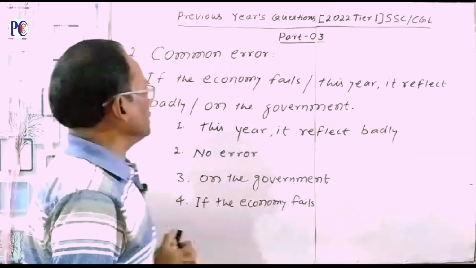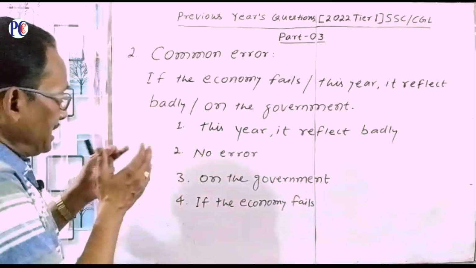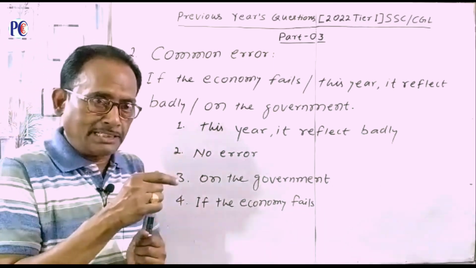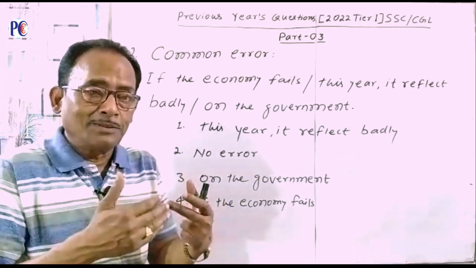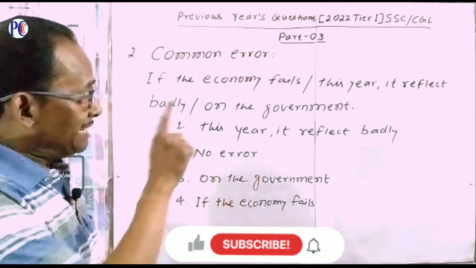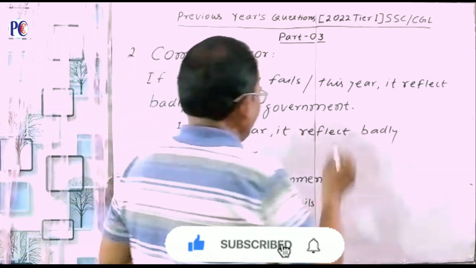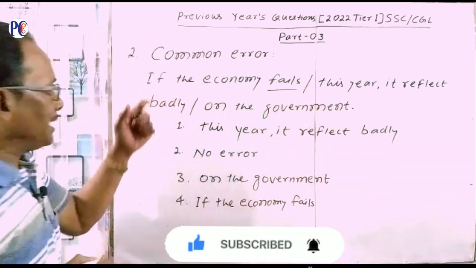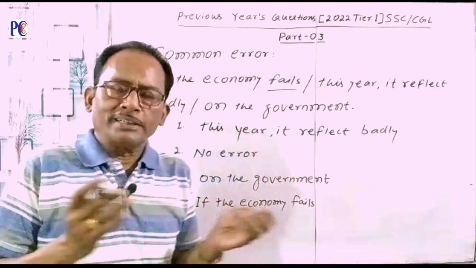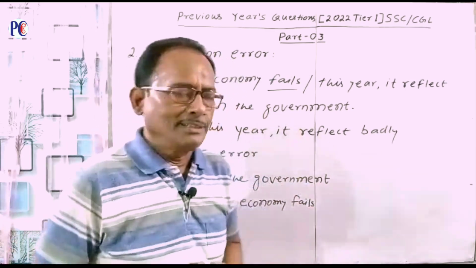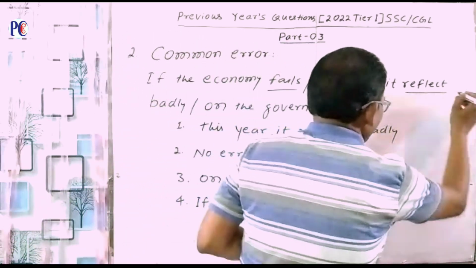Let us come to question number 2 regarding common error. The given sentence, if the economy fails, adverb clause in the present indefinite tense, this year, what will happen? That is of the future time context. It reflects badly on the government. Here the tense of the adverb clause is present indefinite. This year shows that it is not a general truth or universal fact. So the principal clause must be in the future indefinite tense. So here lies the error.